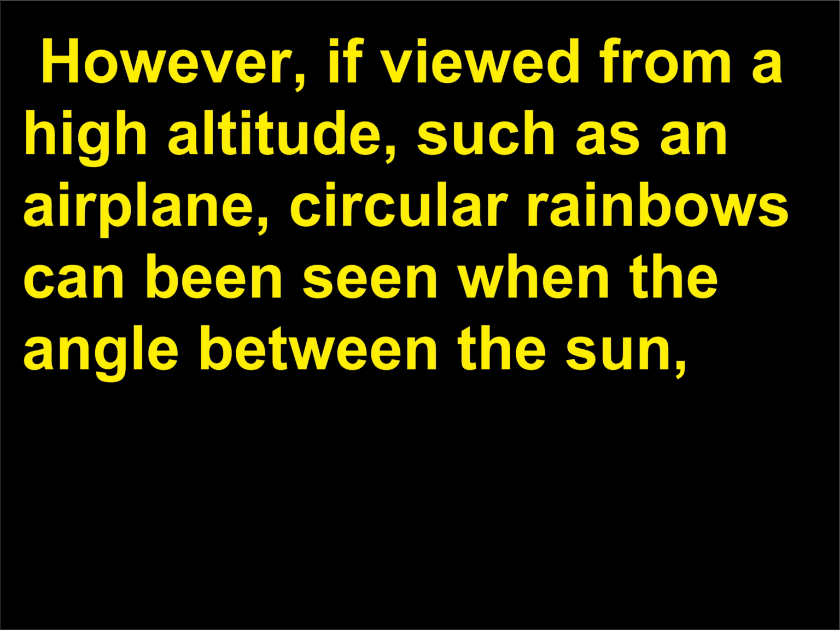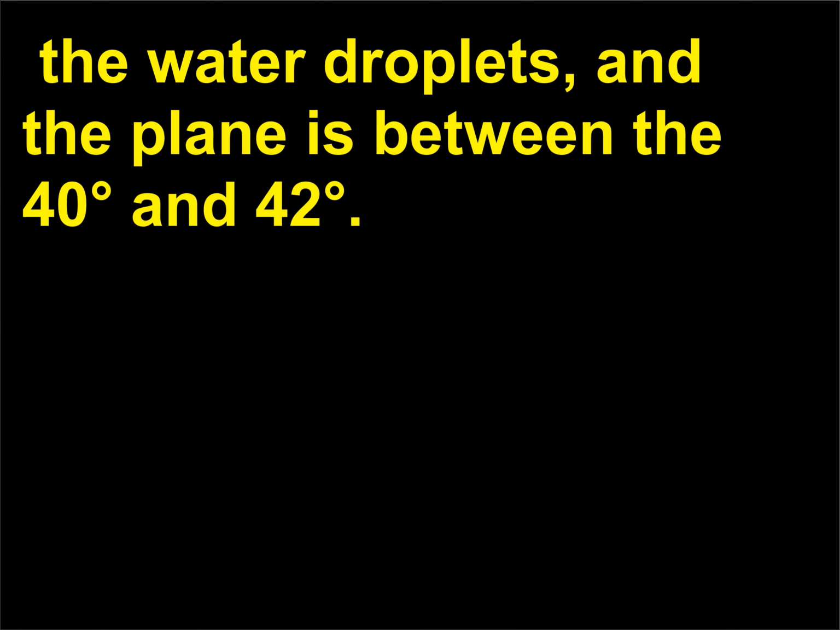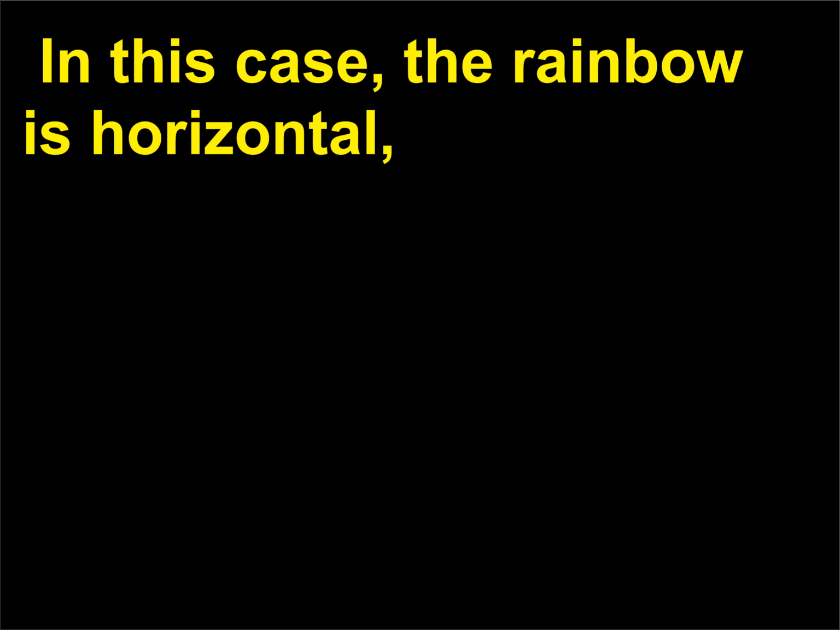However, if viewed from a high altitude, such as an airplane, circular rainbows can be seen when the angle between the sun, the water droplets, and the plane is between 40 degrees and 42 degrees. In this case, the rainbow is horizontal, meaning that it is parallel to the ground and therefore not blocked by the ground. This is quite a sight.